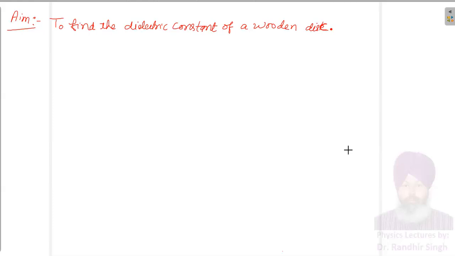Welcome students. So today we are going to perform the experiment. The aim of the experiment is to find the dielectric constant of a wooden disc.